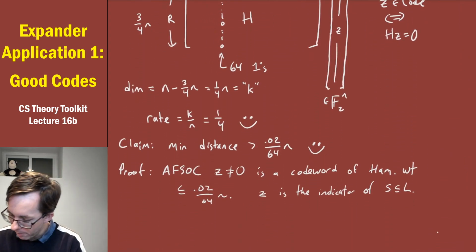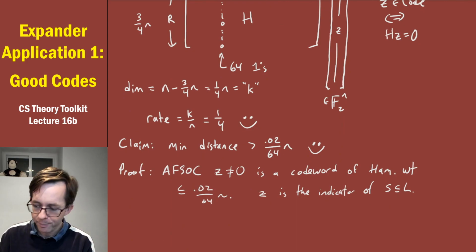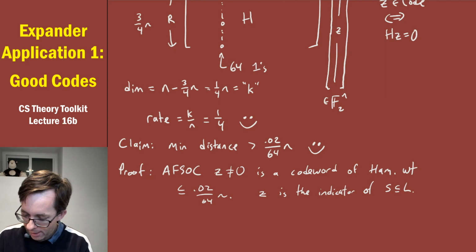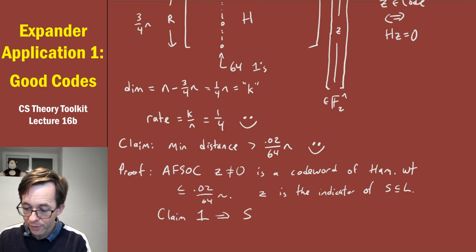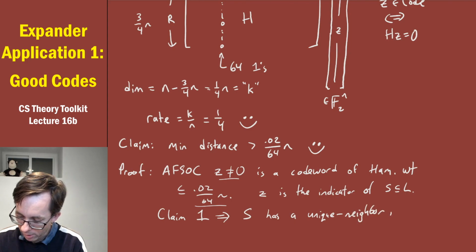And now you may not be surprised as to what we do next. We apply claim 1. And claim 1 tells us, therefore, that this set S, it's not the empty set because z is not the 0 code word, but it does have size at most this key bound. Claim 1 tells us that this set S has a unique neighbor, one of these unique neighbors in R.